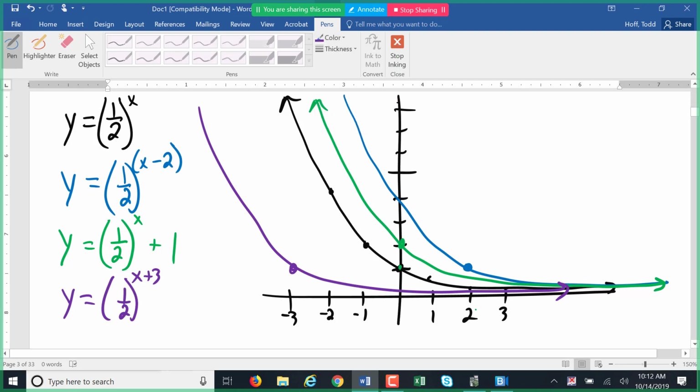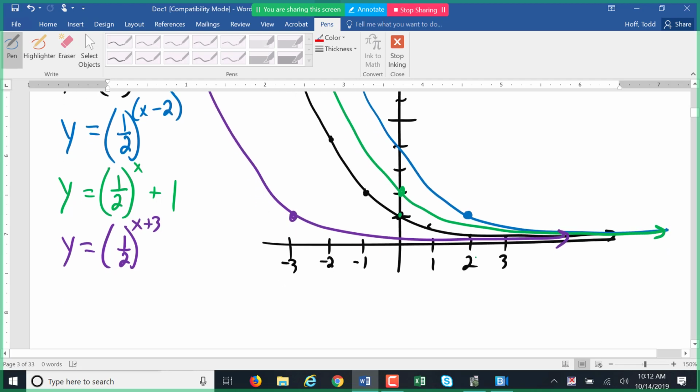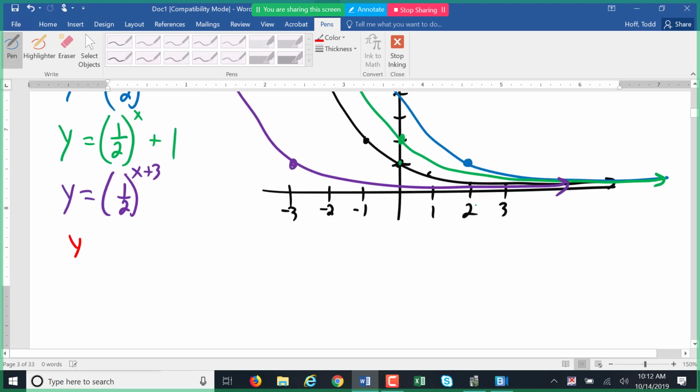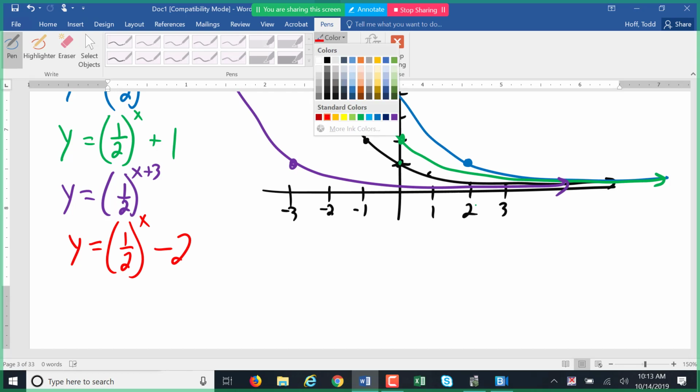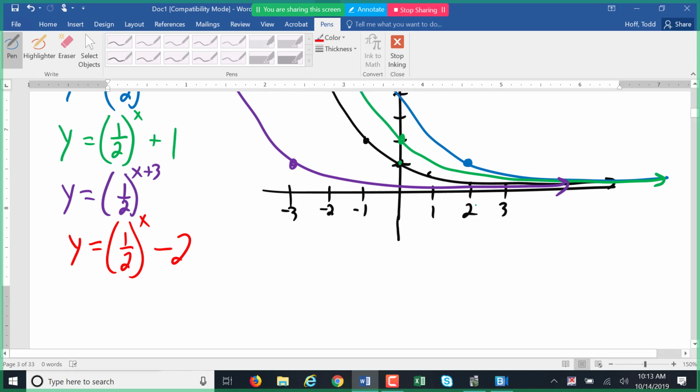And of course, the only time it'll go below our x-axis is y equals (1/2)^x minus 2. That means it's going to move down 2 spots. So you're down 2 spots. It's going to go through there.